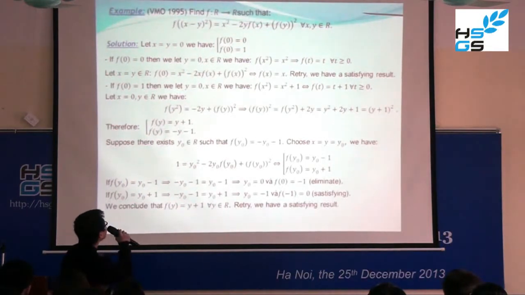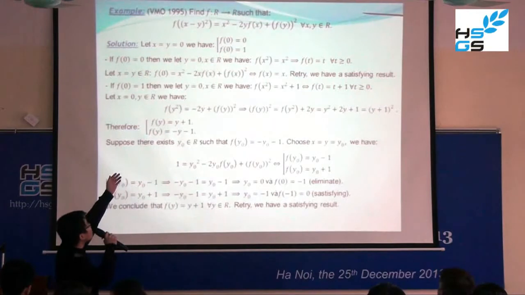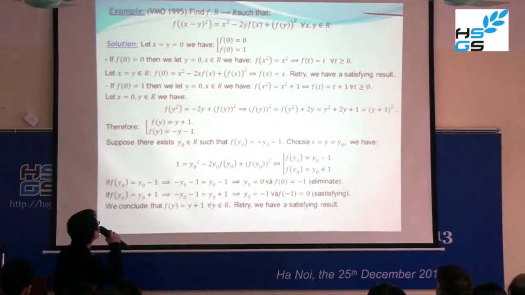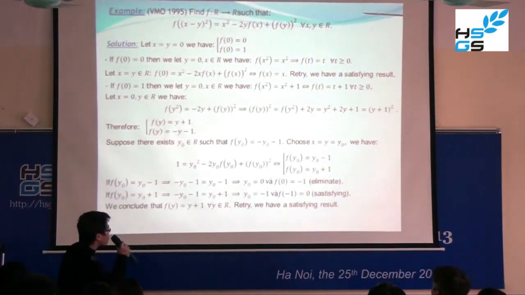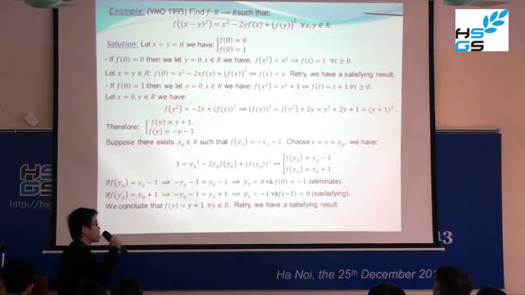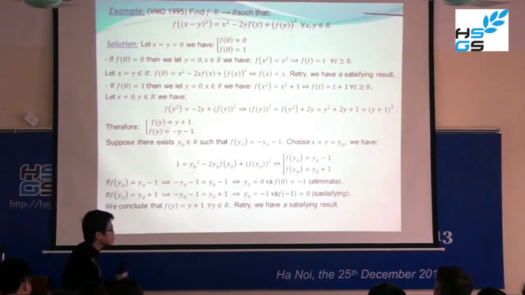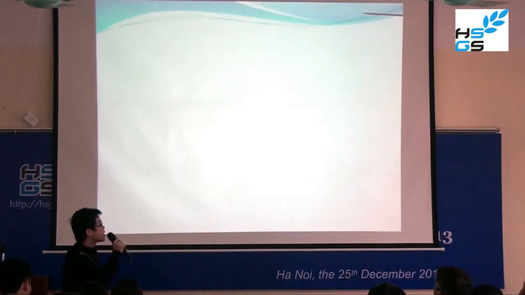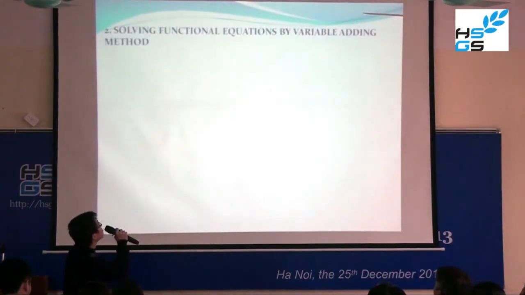Let x equal y equal 0. We have f(0) equals 0 or f(0) equals 1. If f(0) equals 0, we have f(x) equals x as the result. If f(0) equals 1, let x equal 0, we have the result f(y) equals y plus 1. Both satisfy the condition. Okay, it's very easy.